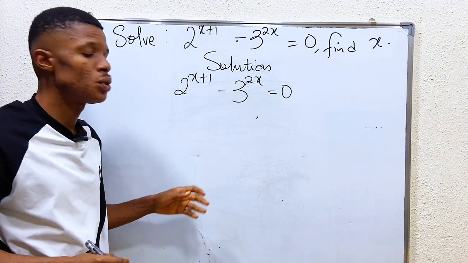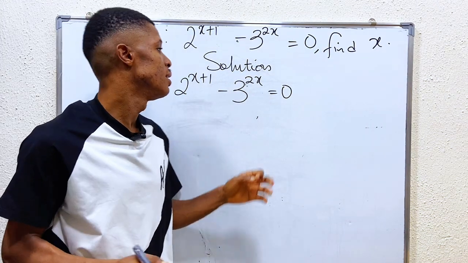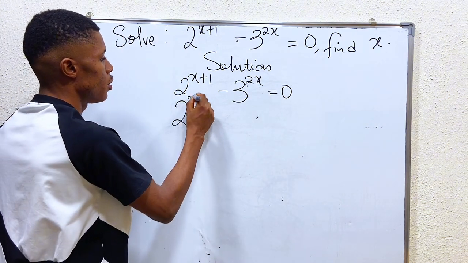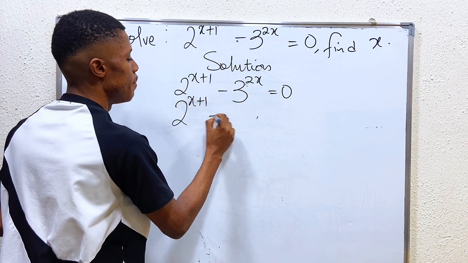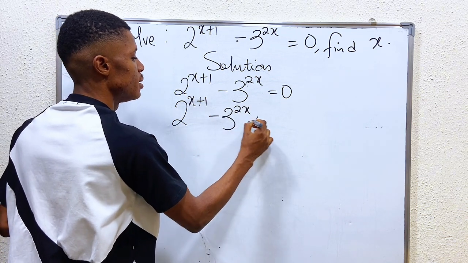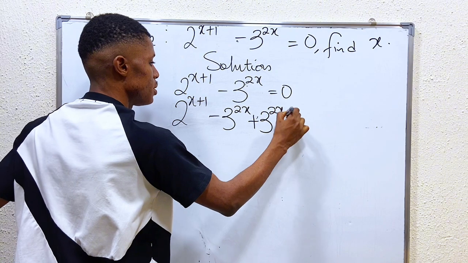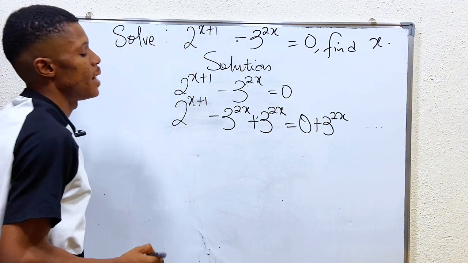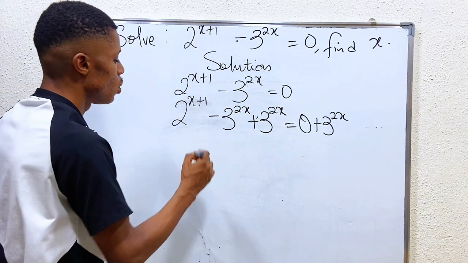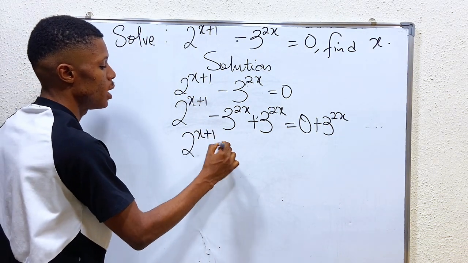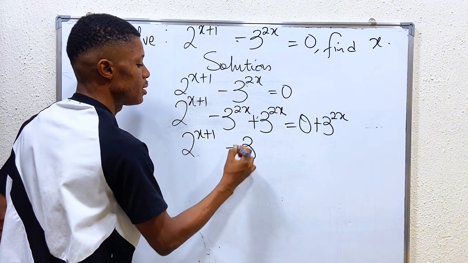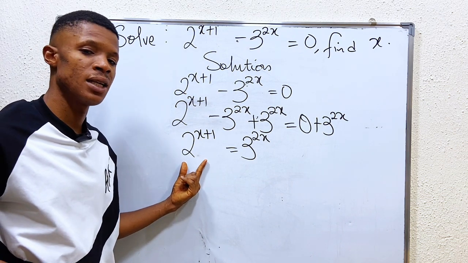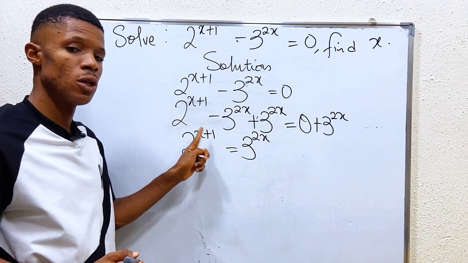The first thing we have to do here is to add 3 to the power of 2x to both sides. So we are having 2 to the power of x plus 1 minus 3 to the power of 2x, then we are adding 3 to the power of 2x to both sides, is equal to 0 plus 3 to the power of 2x. That will make this 0. So we'll be left with 2 to the power of x plus 1 is equal to 3 to the power of 2x. Okay? Then for the left-hand side, we have 2 to the power of x plus 1.